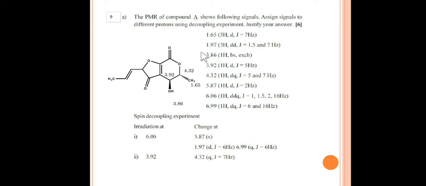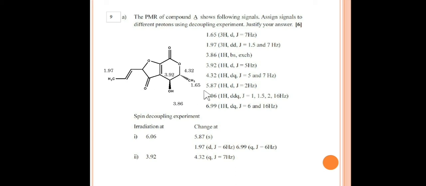Now let's consider this methyl group. This 1.97 is nothing but this methyl group, which shows a doublet of doublet, 1.5 Hertz and 7 Hertz. So 7 Hertz is for the vicinal coupling and the allylic coupling is 1.5 Hertz. So I will assign 1.97 ppm to this methyl group, which shows a doublet of doublet, 7 Hertz for this proton and 1.5 Hertz for allylic coupling with this proton.